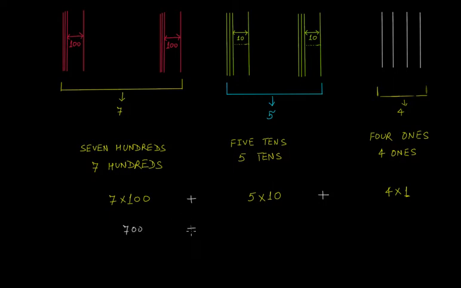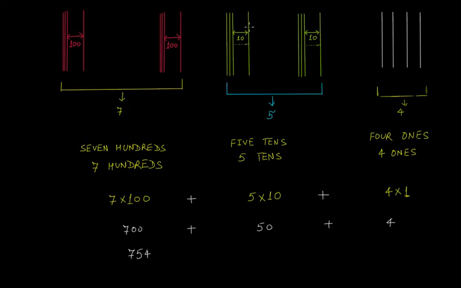700 plus 50 plus 4, and if you add them, this will be equal to 754. What I have tried here is to explain again what these hundreds, tens, and ones mean in a number system. So in this case we have 7 hundreds, that is, a line segment of 100. We have 7 such bundles, so 7 hundreds.